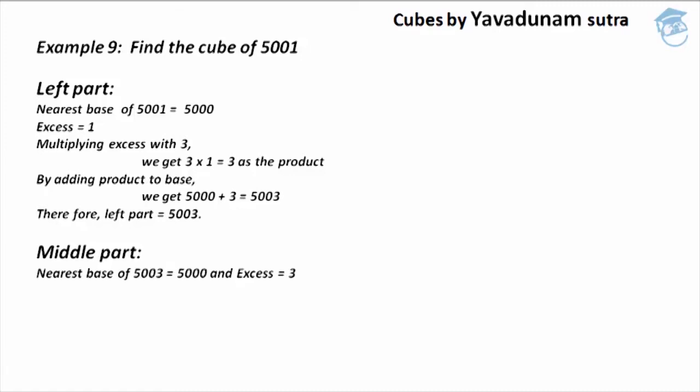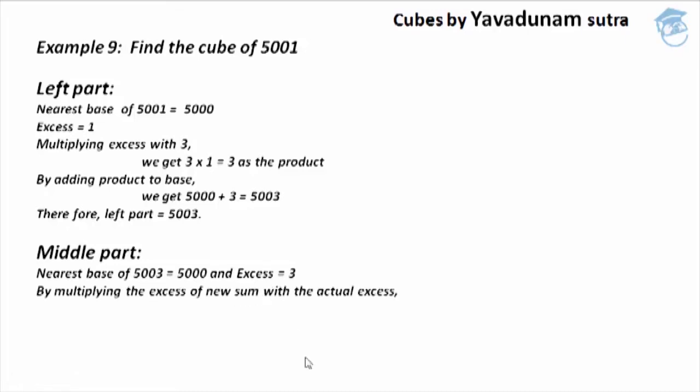So friends, here the nearest base of 5003 is 5000 and the excess is 3. I think you know that the excess is found by comparing these two numbers, 5003 and the base 5000. If we compare these two numbers, we get an excess of 3, and this is taken over here. Now moving to step number 2, we have to multiply the actual excess with the new excess we have got. Here the actual excess is 1 and the new excess is 3. So by multiplying 3 into 1, we get 3 again, and this 3 is taken as the required middle part.